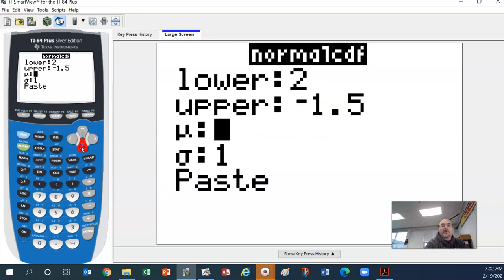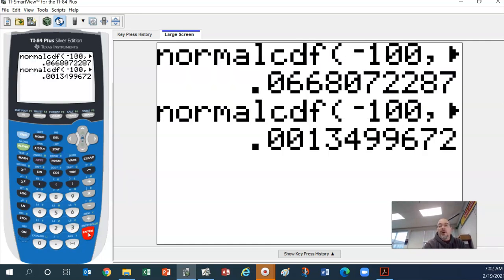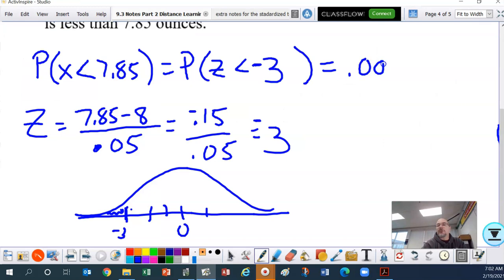I must be leaning against the thing here. All right, so I'm going to put my -100 again because it's shaded to the left, and I'm going to put my -3 here and paste that in. And it's going to be really small, 0.0013. So the probability of this happening, ladies and gentlemen, is less than 1%. So the chance of this happening is pretty small.